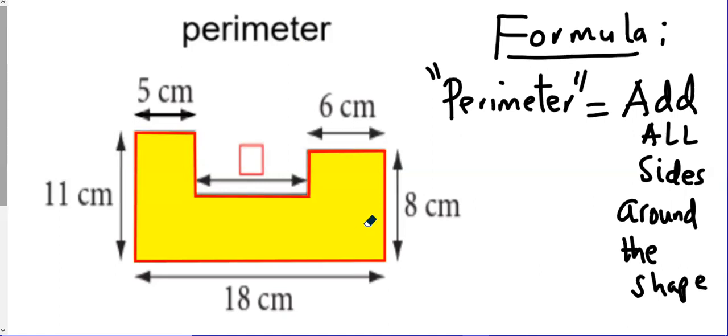Okay. I hope that is clear. Now, how do we find the perimeter? You add all sides around the shape. Let me confirm if everyone has understood what perimeter means. Perimeter is adding all the sides.